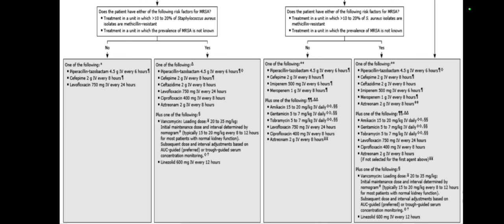If the patient has gram-negative bacilli but negative MRSA, we will add piperacillin-tazobactam or cefepime or imipenem 500 milligram every 6 hours, or meropenem 1 gram every 8 hours. We will add to them amikacin 15 to 20 milligram per kilogram daily, or gentamicin 5 to 7 milligram per kilogram daily, tobramycin 5 to 7 milligram per kilogram daily, or levofloxacin 750 milligram every 24 hours, ciprofloxacin 400 milligram every 8 hours, or azithromycin 2 gram every 8 hours.